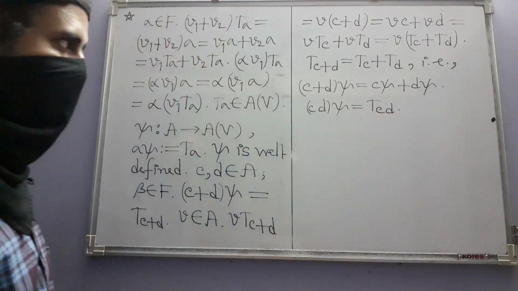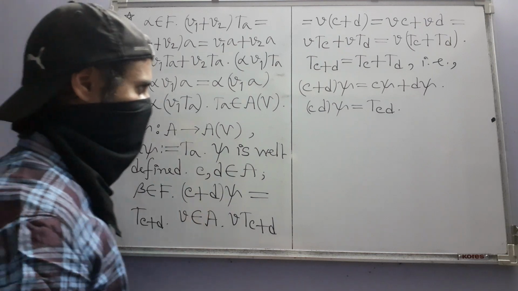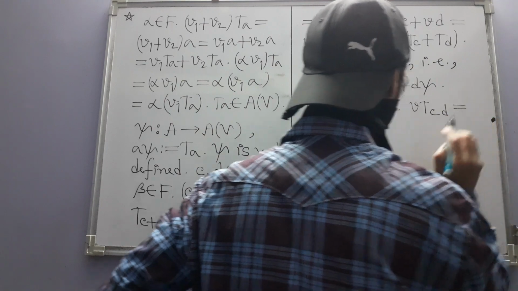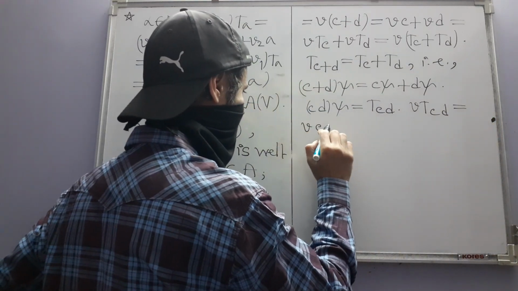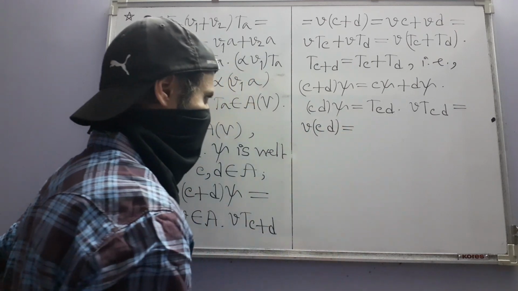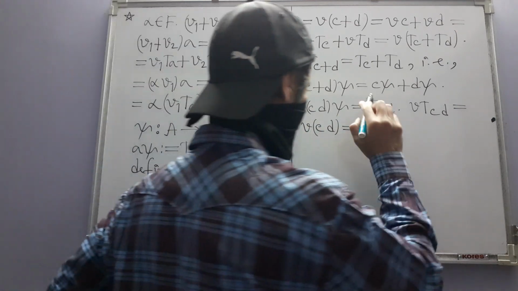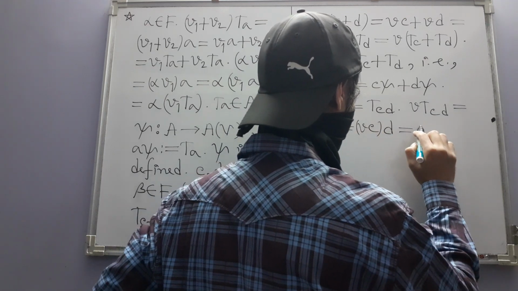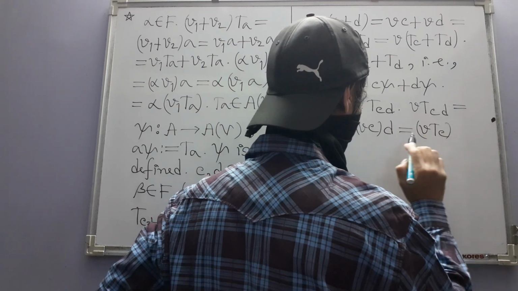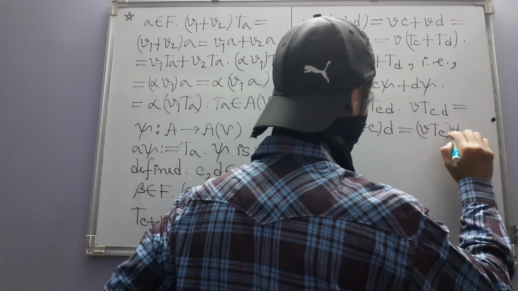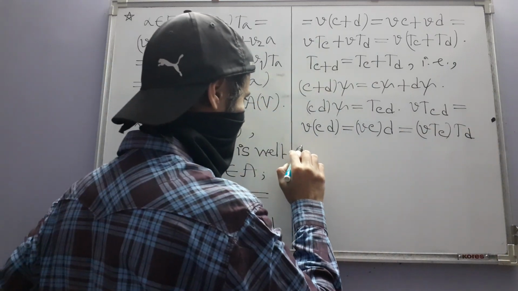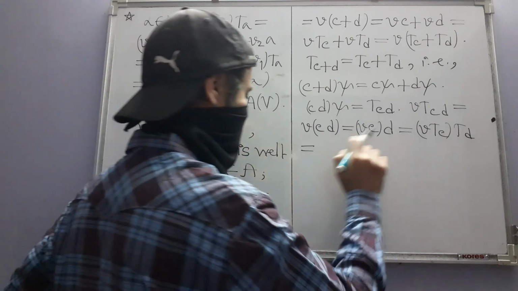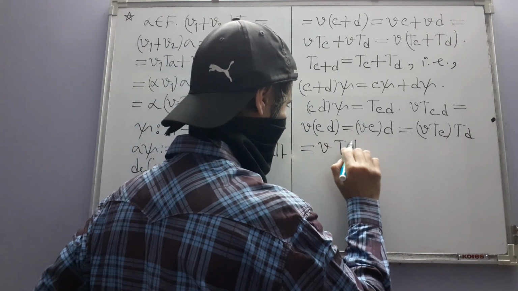So next, let's see multiplication. This is TCD. Again, just like that previous calculation, to see what TCD is, on V we apply TCD. So this is V, C, D. Multiplication is associative. So VC times D. But this is VTC, and because we have D outside, this is TD. And finally, by the definition of multiplication on AV, this is VTC times TD.